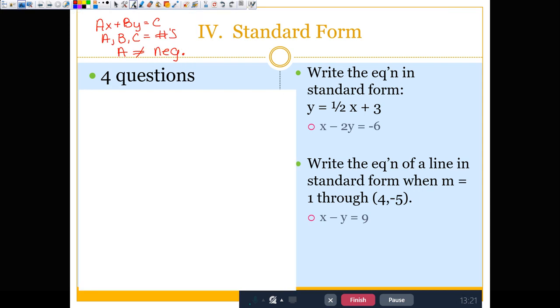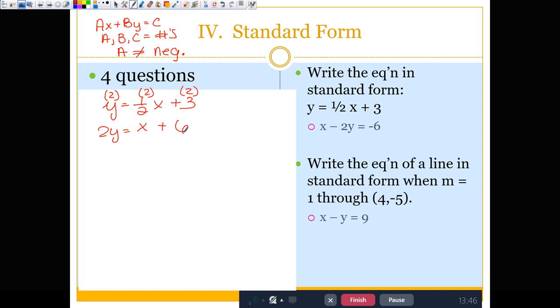I'm given the equation y equals 1/2 x plus 3. I need to get this into my standard form, so I'm going to eliminate the fraction first. I'm just getting rid of it, so I don't have to worry about it later on. So in order to get rid of a fraction, we multiply everything by the least common denominator. So in this case, 2. So 2 times y would be 2y. 2 times 1/2 would be 1, so just x. And 2 times 3, plus 6.